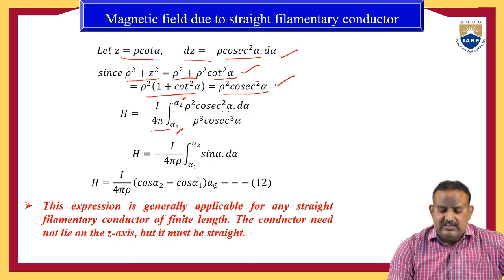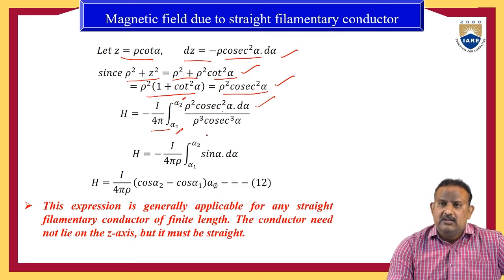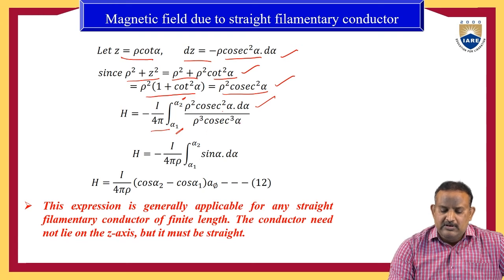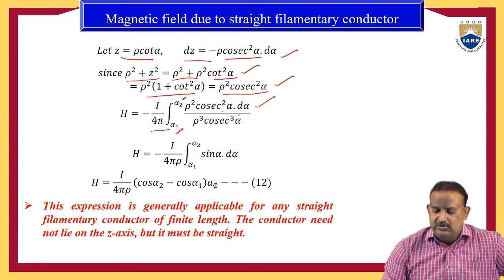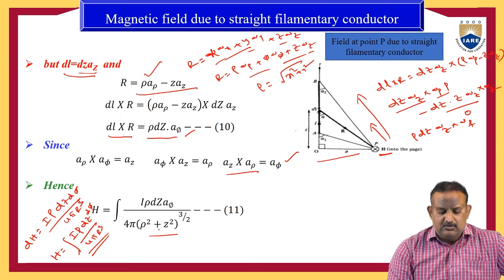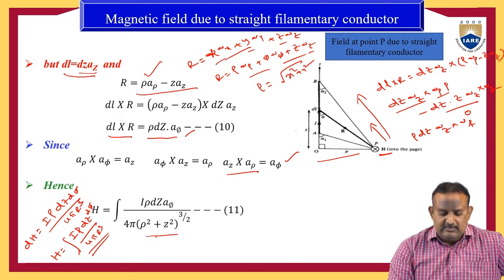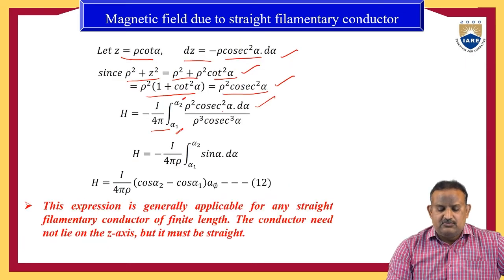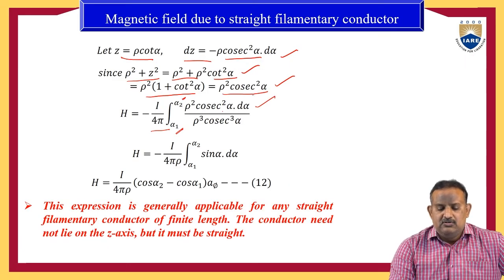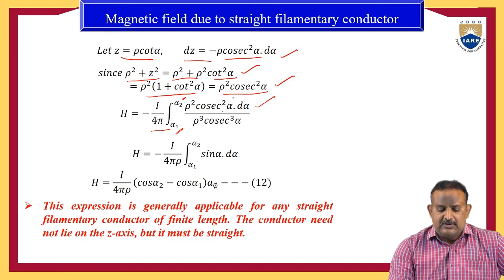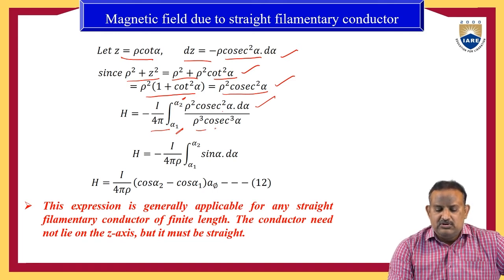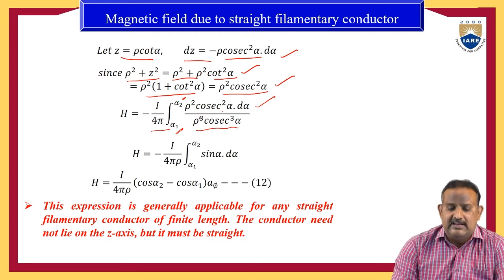So, it is rho square cosecant square alpha d alpha by, in denominator we have rho cube into cosecant cube alpha. Because rho square plus z square is equal to rho square into cosecant square alpha. Therefore, if you substitute the equation, we have rho cube into cosecant cube alpha. If you simplify the equation, rho square cancel each other, cosecant square cancel each other.